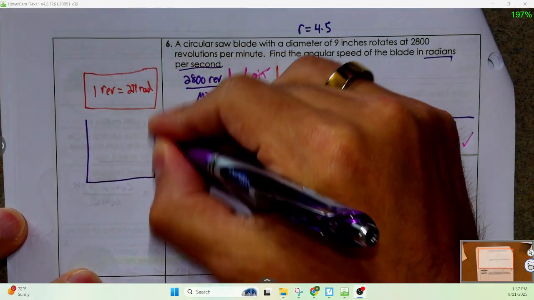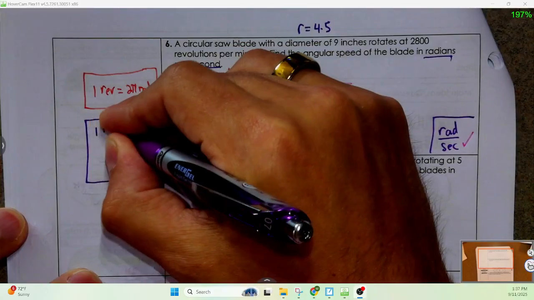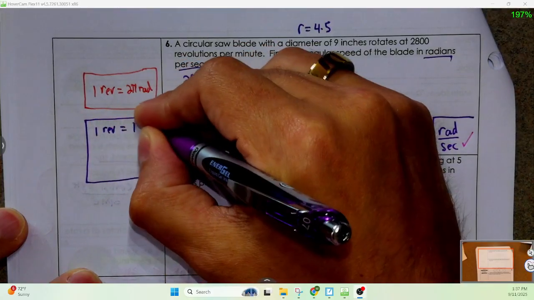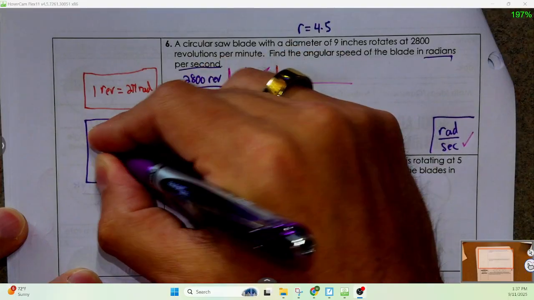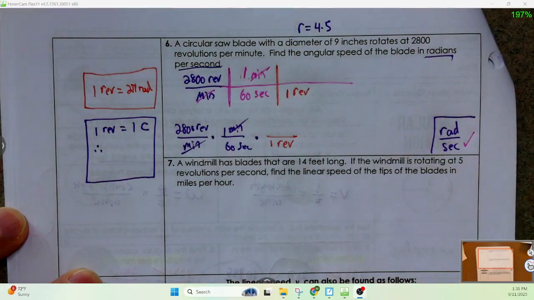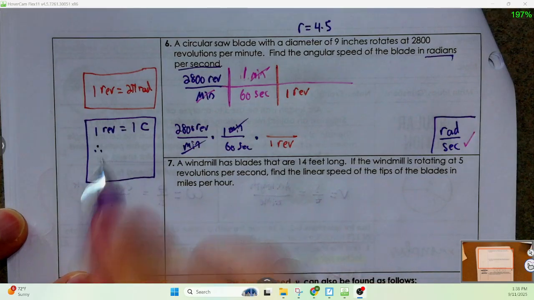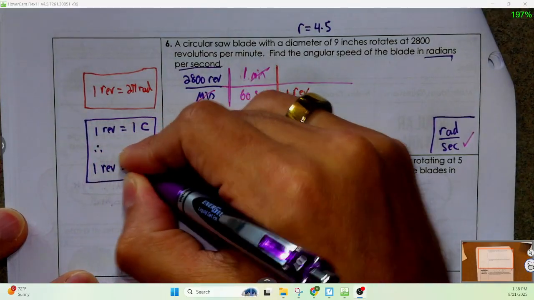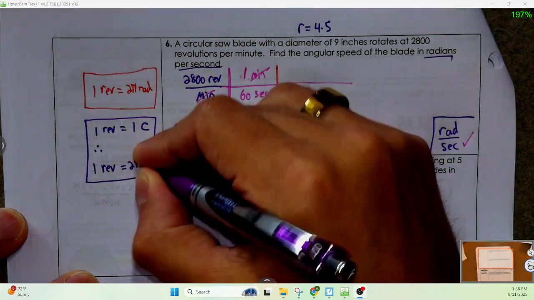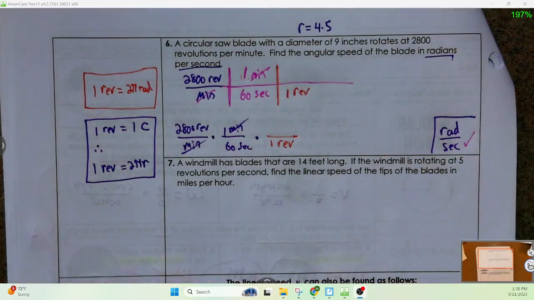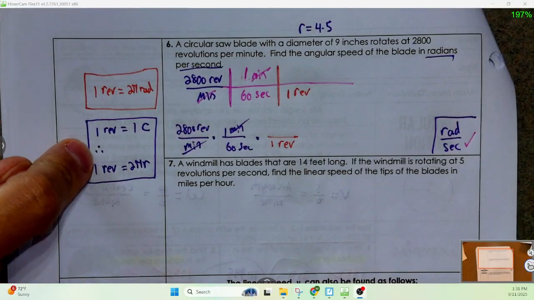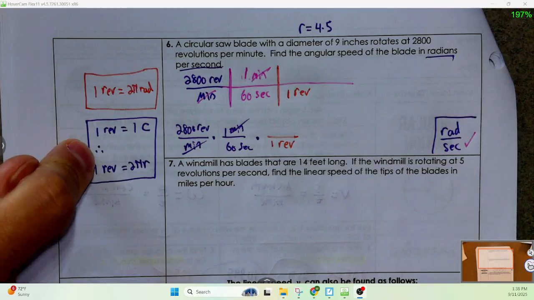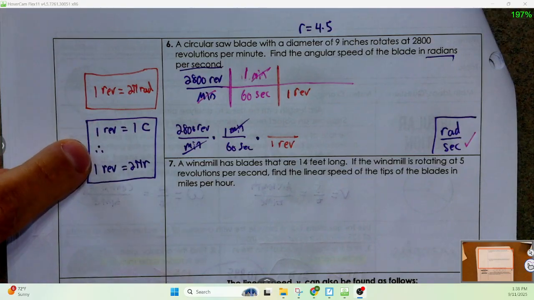This is another idea. 1 rev equals 1 circumference. That means, therefore, see this pile of rocks? That little pile of rocks means therefore. If you ever take advanced math classes, they do that because they don't want to write the word therefore. Therefore, 1 rev equals 2 pi r. So you could use either of these boxes. Remember, the pile of rocks is therefore. So 1 rev is a circumference, therefore a circumference is 2 pi r.